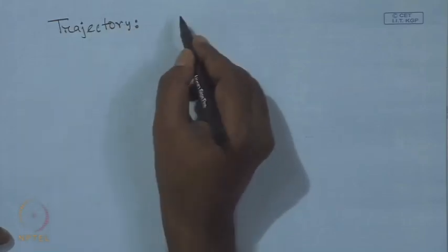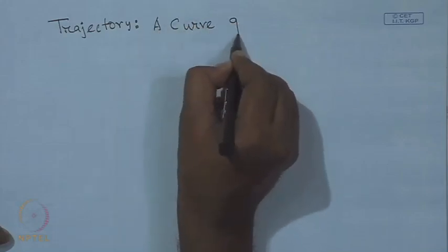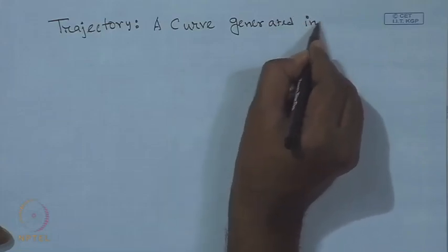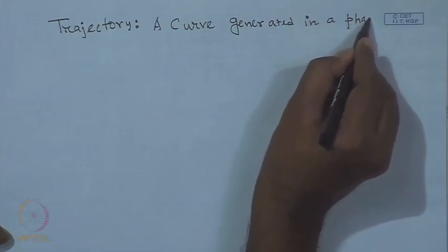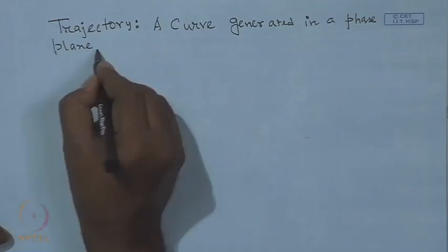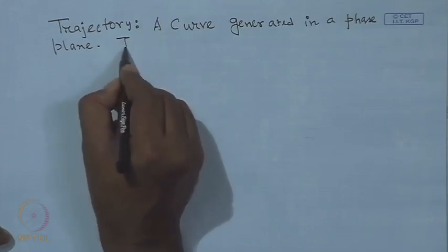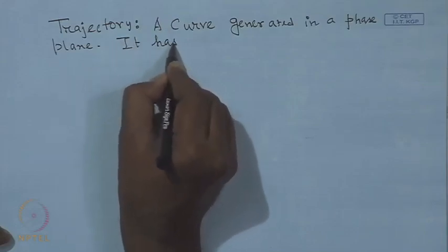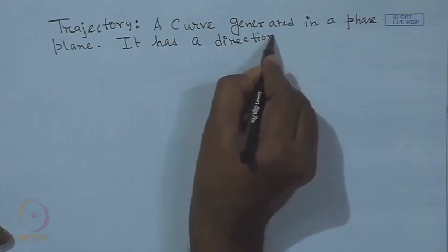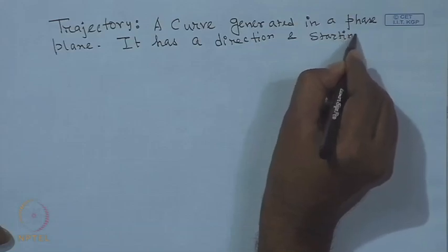A trajectory is a curve generated in a phase plane. It has a direction, and the starting point is the initial value.